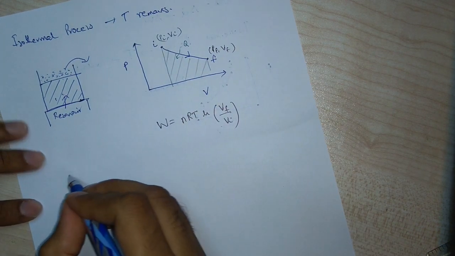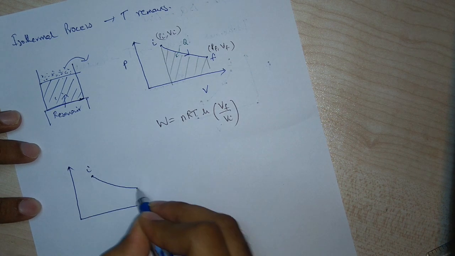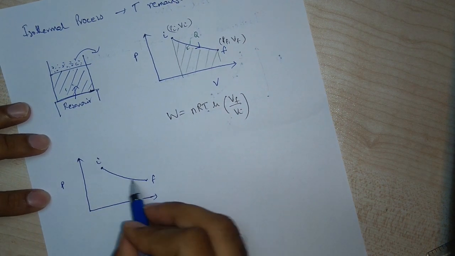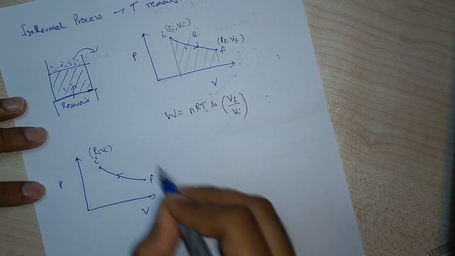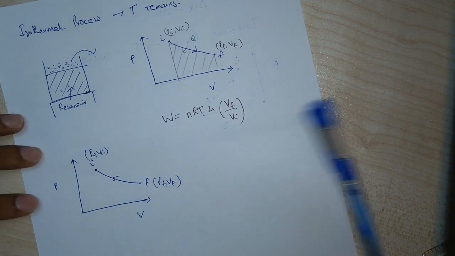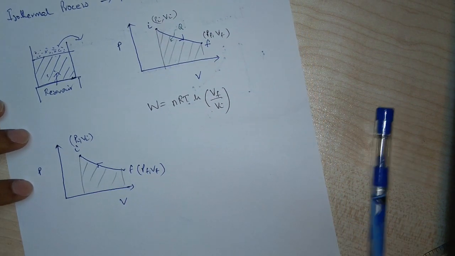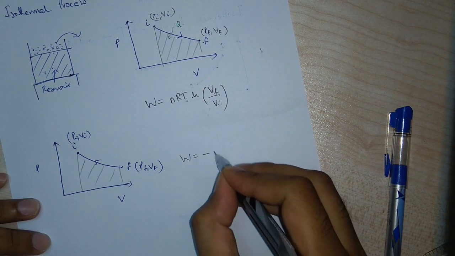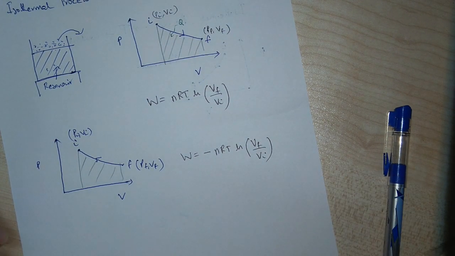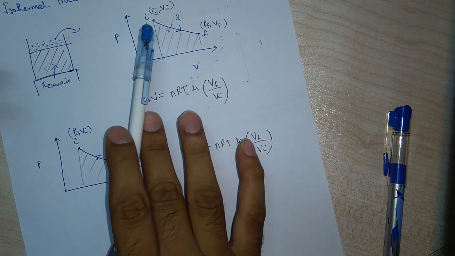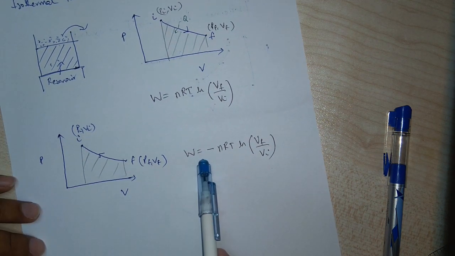Now if the same process had occurred, but the gas had moved not from I to F but from F to I, the remaining parameters of the gas being the same, then the work done is again the area under the curve, but the value of work done is equal to minus nRT ln Vf by Vi. So whenever we go from left to right, we consider the work done to be positive, and whenever we go from right to left, we consider the work done to be negative.